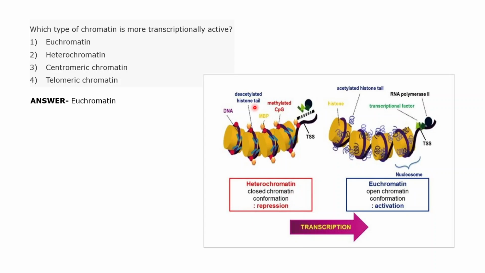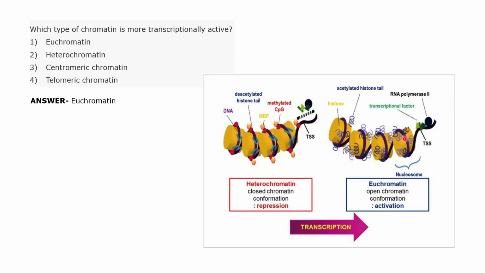The presence of deacetylated histone tails and methylated CpG islands means the chromatin is in a close conformation, so no proteins or transcription factors can bind to the DNA. Transcription factors are needed to initiate transcription, right? If they cannot bind because of this tightly packed arrangement, DNA transcription is repressed or reduced. At this stage it is called heterochromatin.